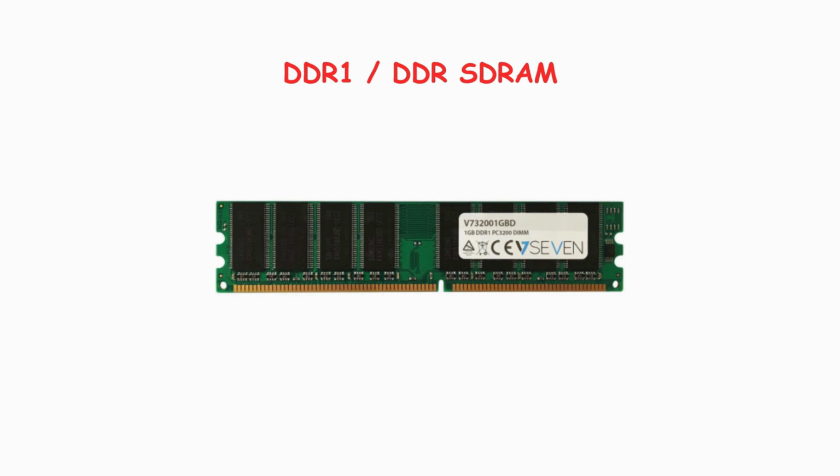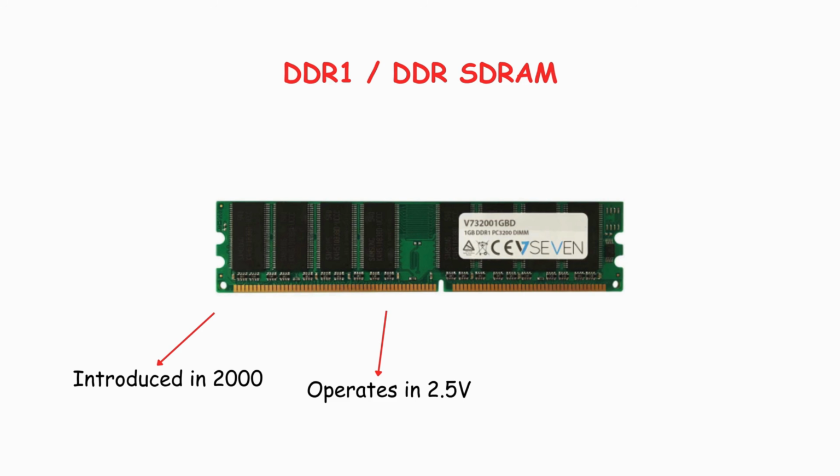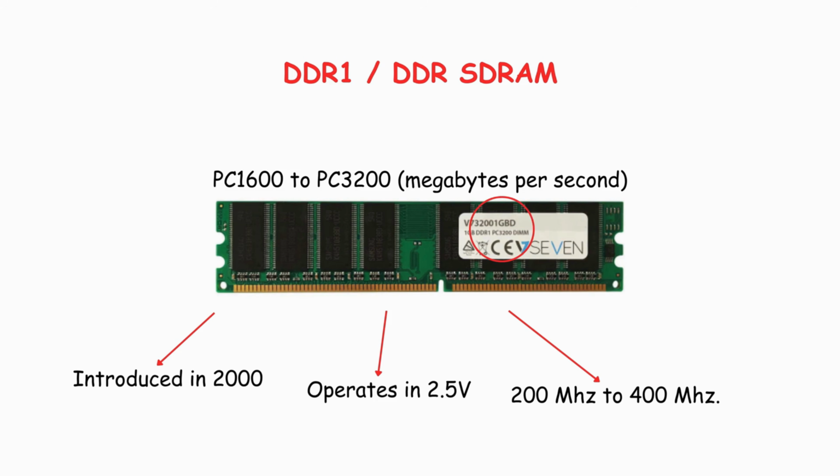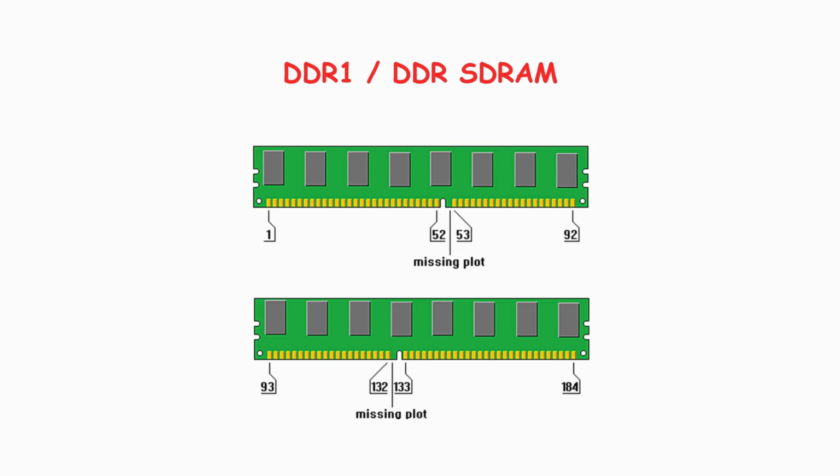DDR1, also known as DDR SDRAM, was introduced in the year 2000. This was the first generation that implemented the double data rate technology. DDR1 operated at 2.5 volts and came in speeds ranging from 200 MHz to 400 MHz. In terms of data transfer rates, you'd see modules labeled as PC1600 up to PC3200, where that number represented megabytes per second. Now, DDR1 used a 184-pin configuration for desktop modules.